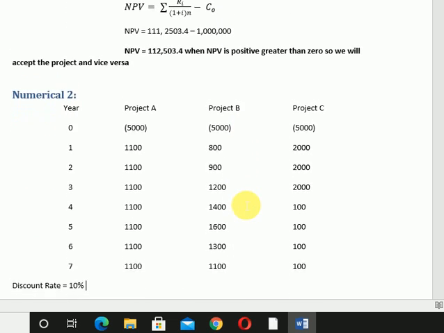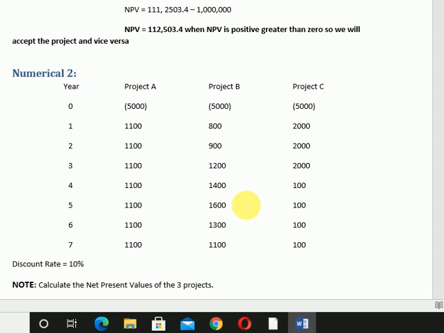Now this is numerical 2. You will calculate the net present value for project A, project B and project C with a discount rate of 10%. So i is now 10%. I hope you will easily do this project calculation and make the calculation of the net present value.